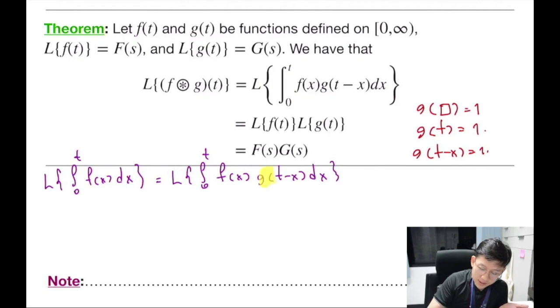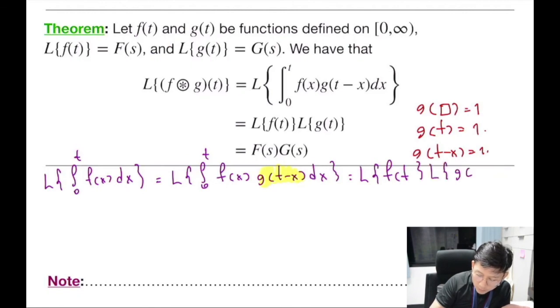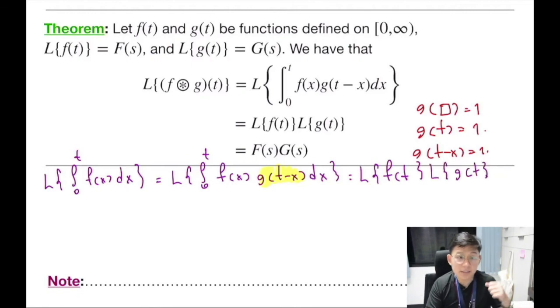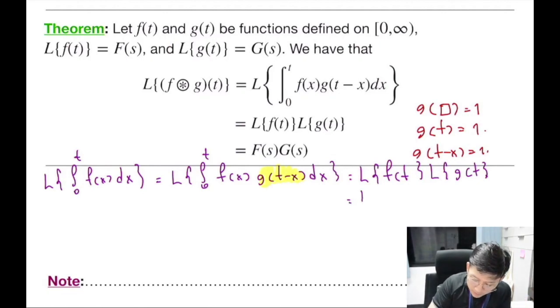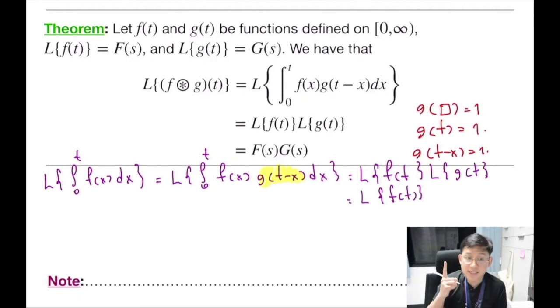So this guy is 1, and that is the Laplace transform of f(t) times the Laplace transform of g(t). But g(t) is 1, right? So the Laplace transform of g(t) is the Laplace transform of 1, which is 1 over s.